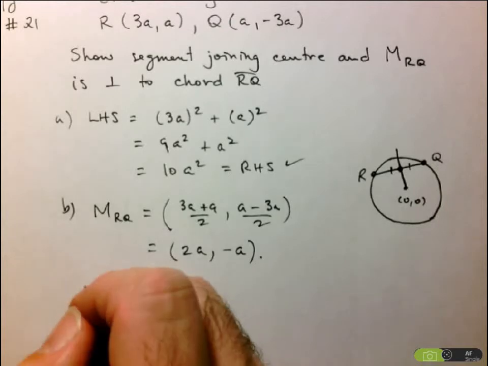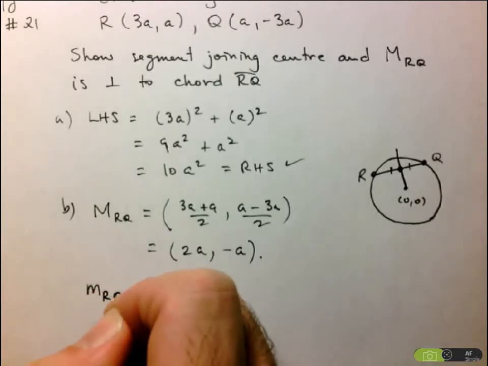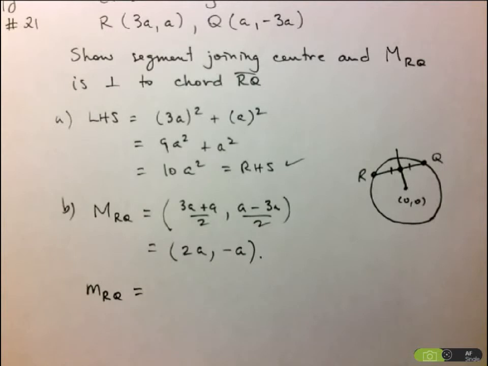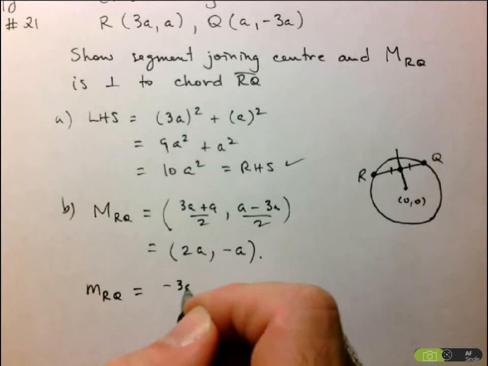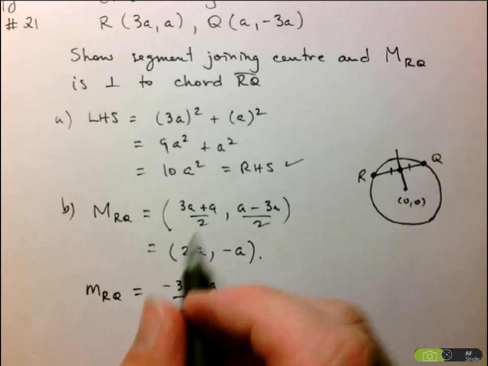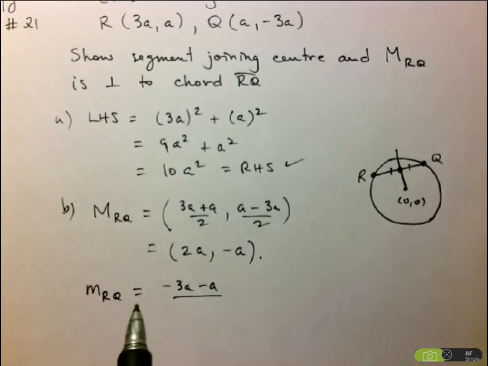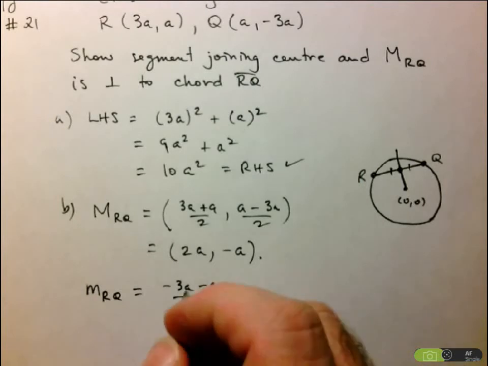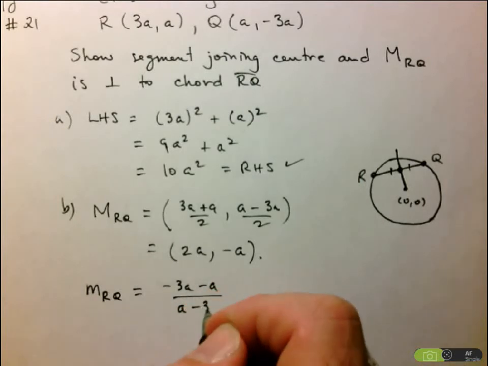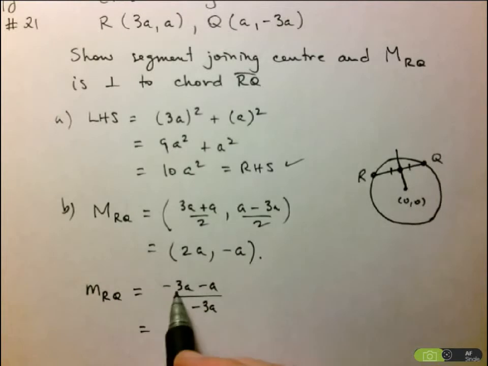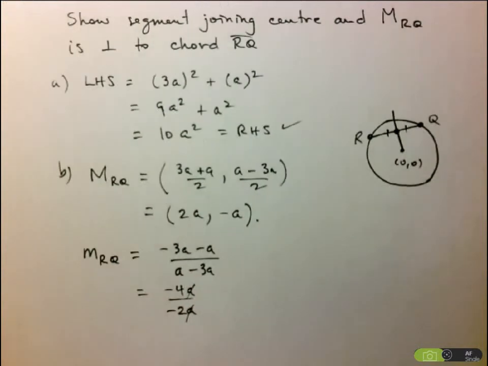Now we'll find the two slopes. I guess we can find the slope of RQ, so the slope of the chord, first. Let's subtract the y components, so negative 3a minus a. Then we'll divide that by the difference of the x components, so a minus 3a. And we end up here with negative 4a over negative 2a. So here the a's reduce, and we're just left with negative 4 over negative 2, which is equal to 2.